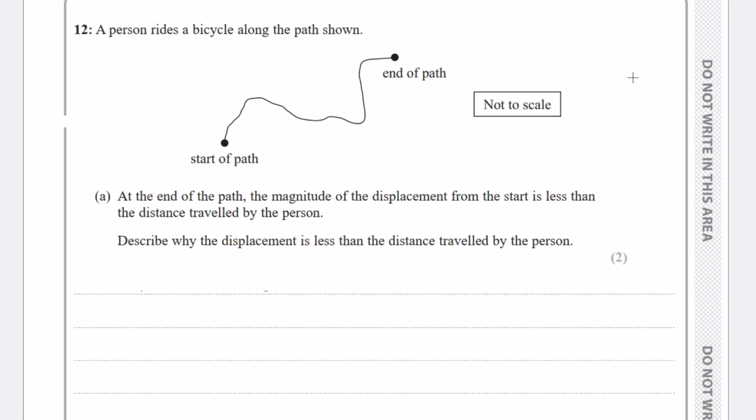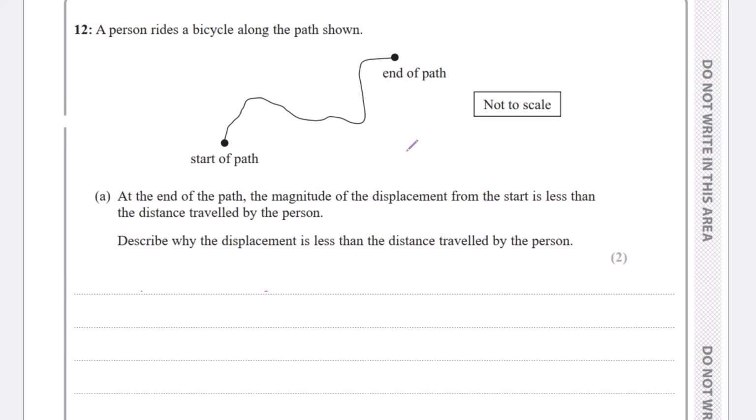Question 12 says, a person rides a bicycle along the path shown. Right, it's a curved path. At the end of the path, the magnitude of the displacement from the start is less than the distance traveled by the person, of course. So displacement is definitely less than the distance traveled, right? So describe why the displacement is less than the distance traveled by the person.